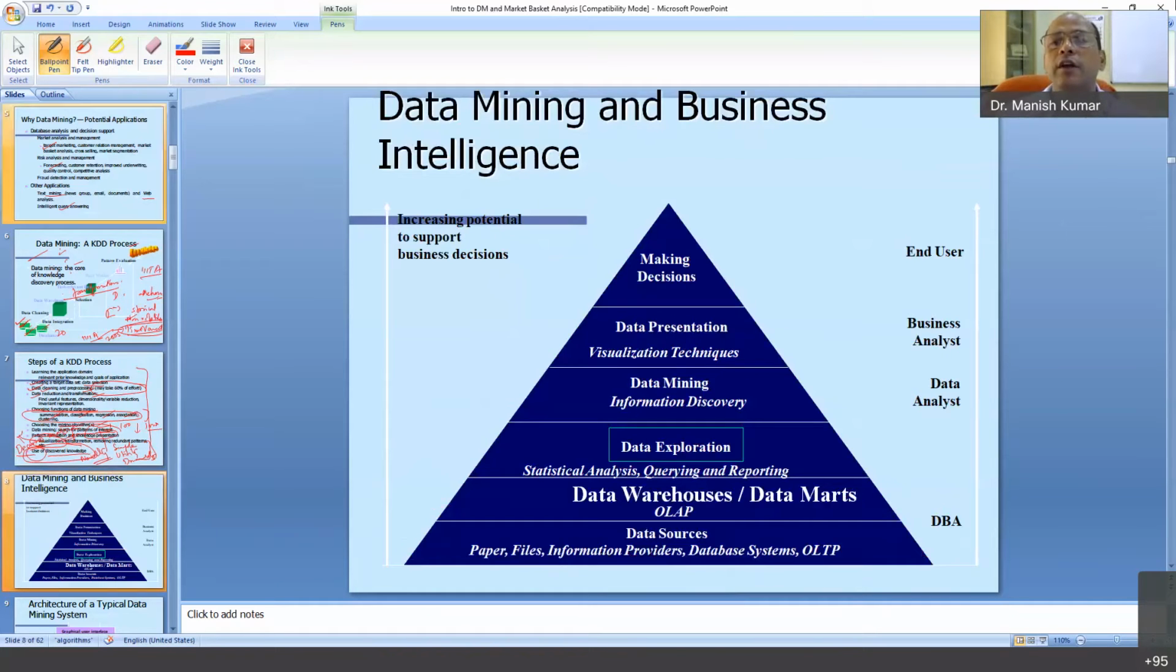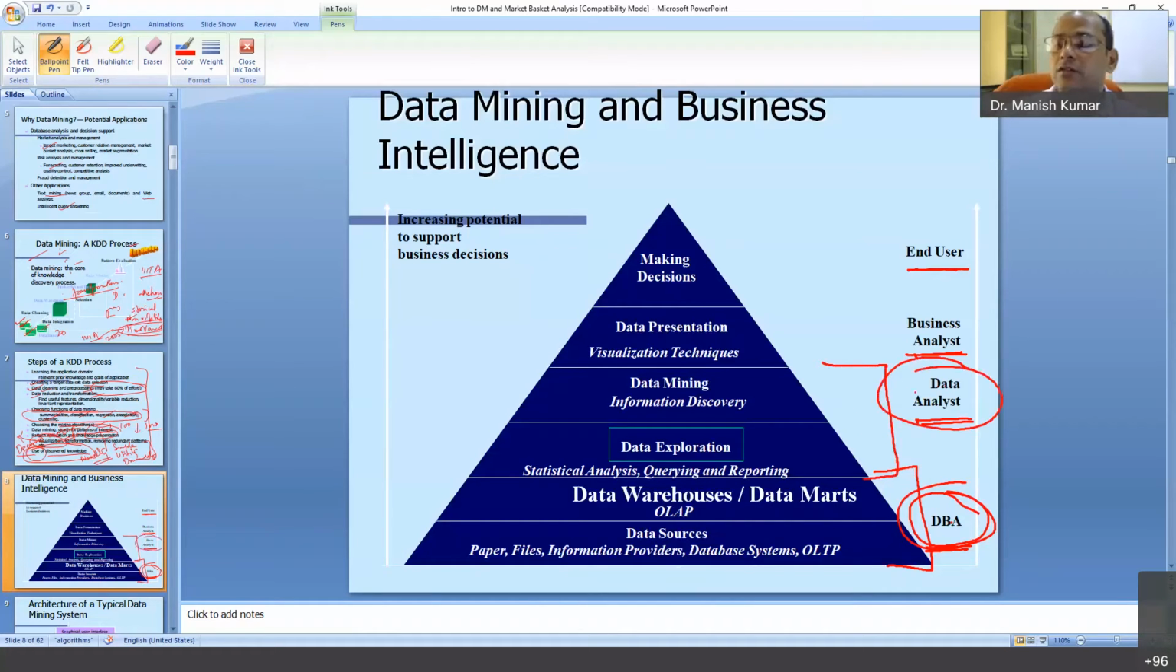Now we are trying to relate this with data mining and business intelligence. Some of you might be fitting into this, some into this, and some into this, depending upon what skill set you possess. This part is dealt with by the database administrator, we call it DBA. The next part, data exploration and data mining, is done by the data analyst. It could be any software engineer or person from a computer science or mathematical background who can act as a data analyst.